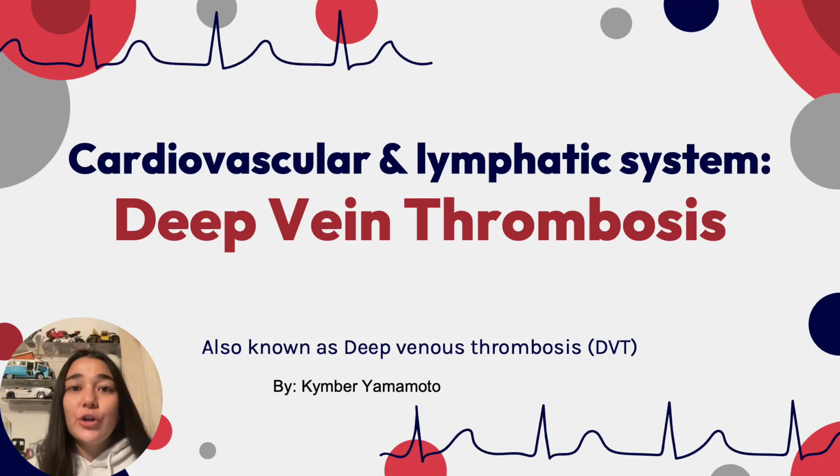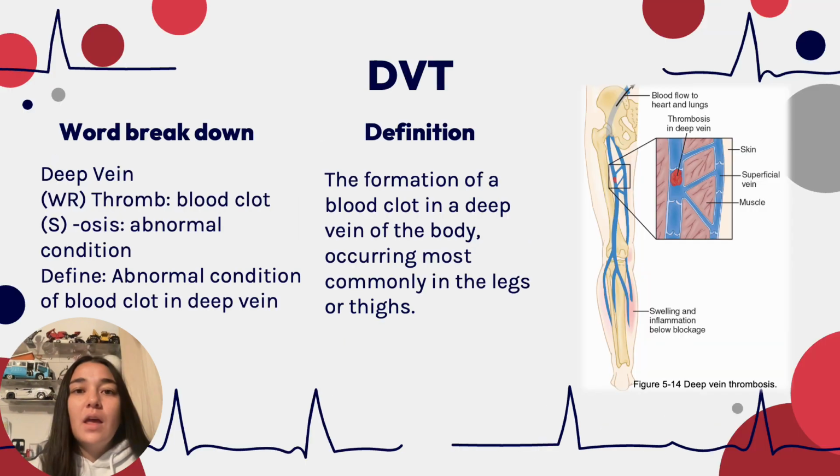In Chapter 5, the cardiovascular and lymphatic system discusses a condition called deep vein thrombosis, also known as deep venous thrombosis, or DVT. The word thrombosis breaks down into "throm," meaning blood clot, and "osis," meaning abnormal condition. It is an abnormal condition of blood clots in the deep veins. The textbook states the definition as the formation of a blood clot in the deep vein of the body, occurring most commonly in the legs or thighs. However, they can be present in the arms as well.